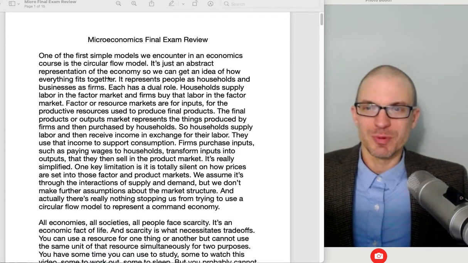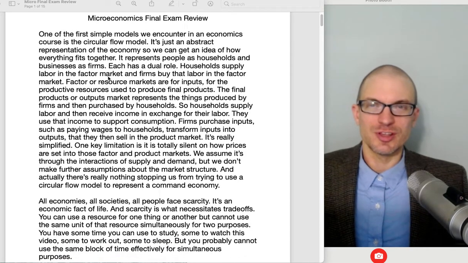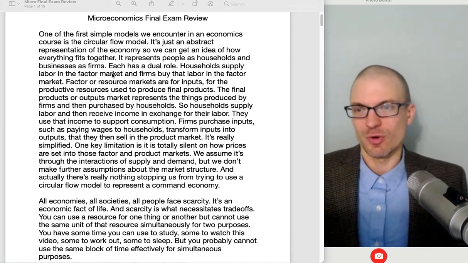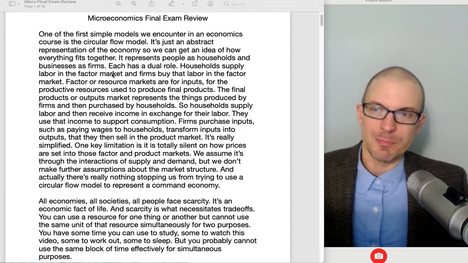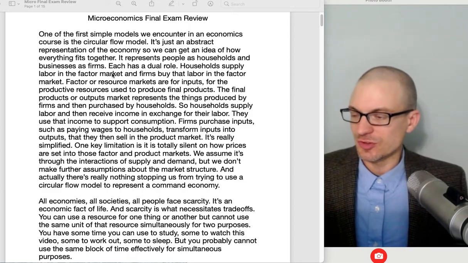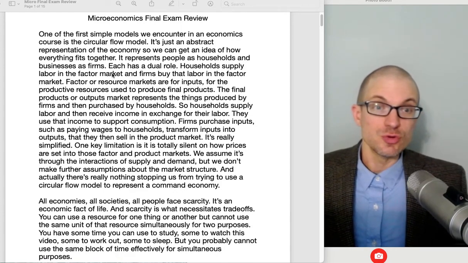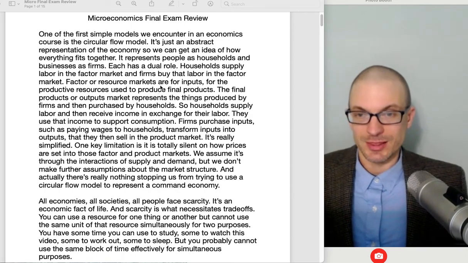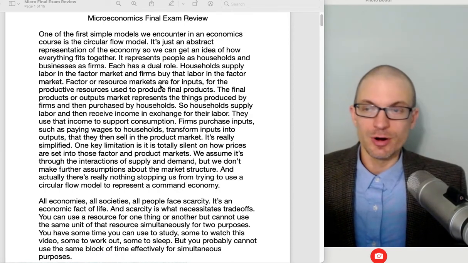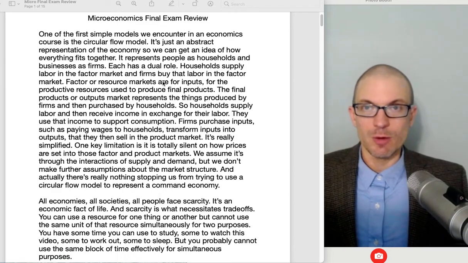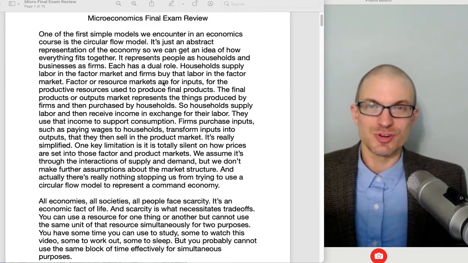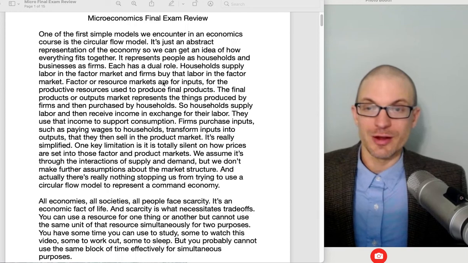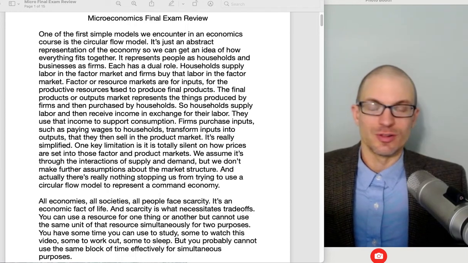All right, so one of the first simple models we encounter in an economics course is the circular flow model, which is just a simple representation of the entire economy. The idea is it's trying to show us how things fit together. So we've got people represented as households, we've got businesses represented as firms, and each has a dual role in the model. Households are supplying labor in the factor market, and firms are buying that resource, labor, and then using labor to produce output, services or products. Consumers are then buying those in the product market, and the businesses are the suppliers, the producers, in the product market.